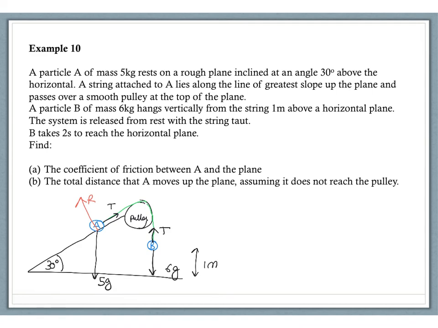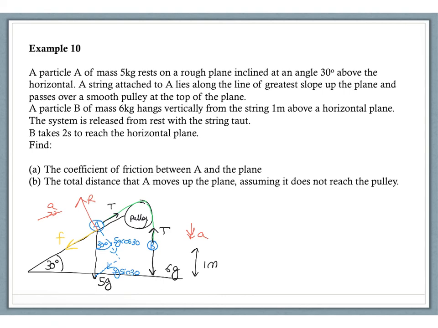The system is accelerating like this. B is accelerating downwards, A is accelerating up the slope, which means the friction must be acting to oppose the motion like that. And as a final step, let's draw in the 2 components of the weight. The angle here is the same as the angle of inclination. This is 5g sine 30. This is 5g cos 30.